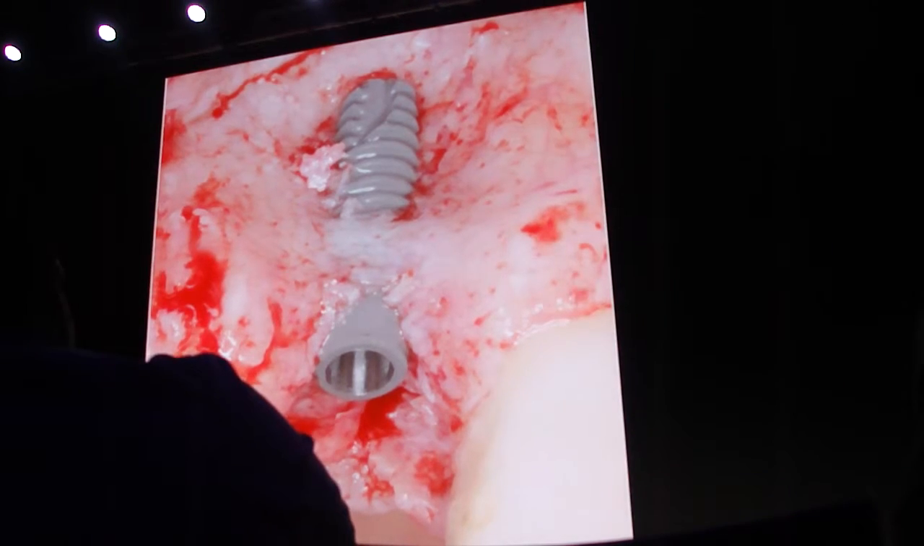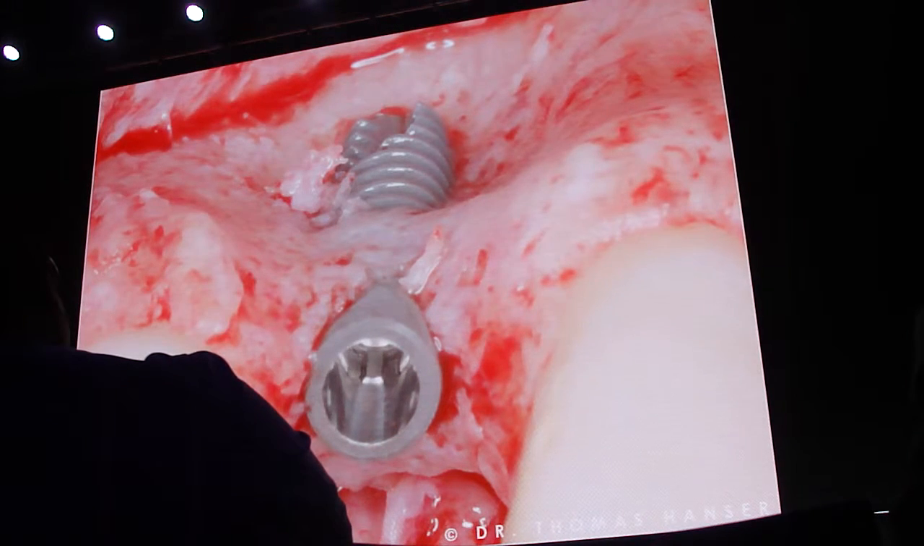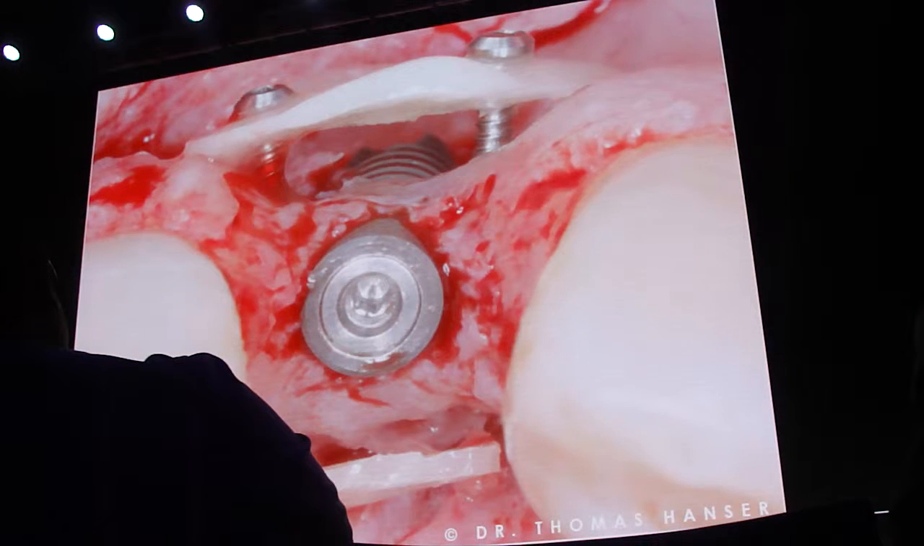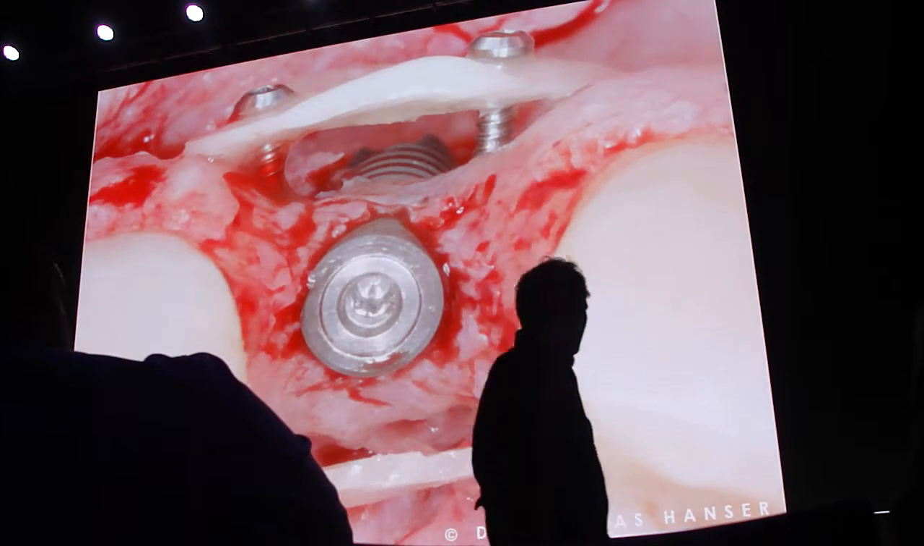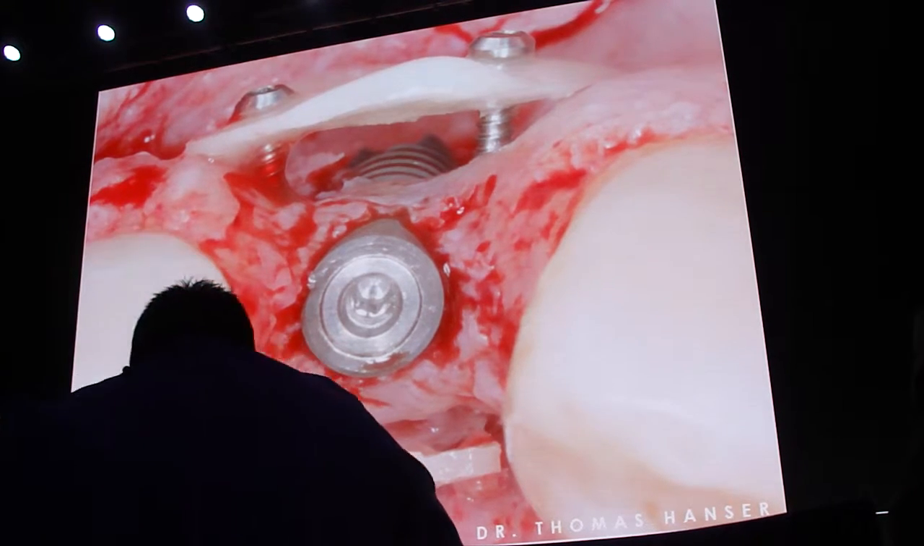The next case, from a biological point of view, is much more demanding. It's because we have missing contours. We have missing contours buccally and palatally. So to be successful in this case, we first of all have to rebuild the contours by using, going back again, the special bone core technique, the bone membrane technique, and creating a very stable biological space in between the recipient side and the graft itself.